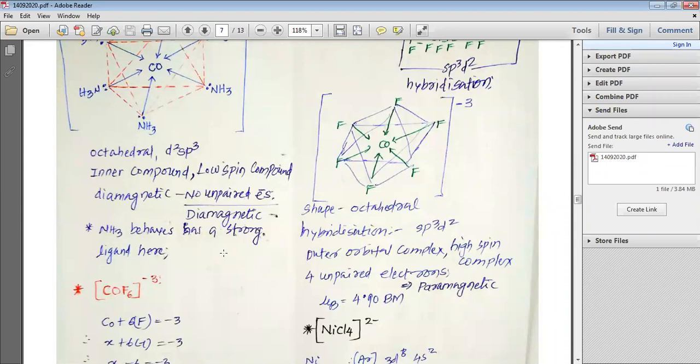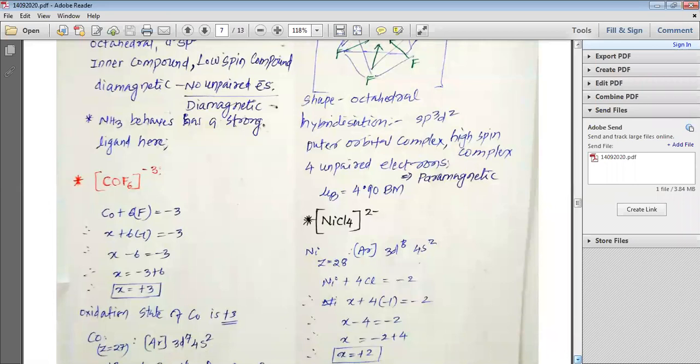Here, please remember that NH3 behaves as a strong ligand. We will see some compounds where NH3 behaves as a weak ligand.